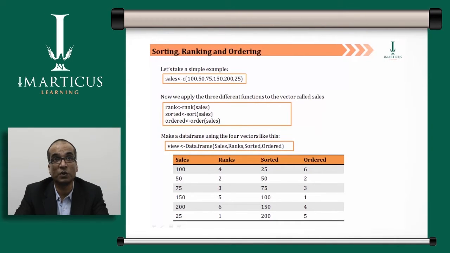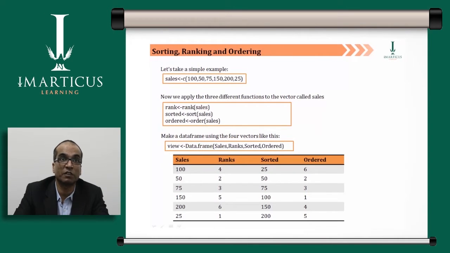That means you can write back to the sales object, but that's dangerous for now. You should only do that when you have good hands-on experience with managing objects in R. So when you say rank <- rank(sales), that's where it gets ranked. If you say sorted, that's the object name you're creating, <- sort(sales), it will sort it in increasing order. And then when you say order, it will just put it based on the order.